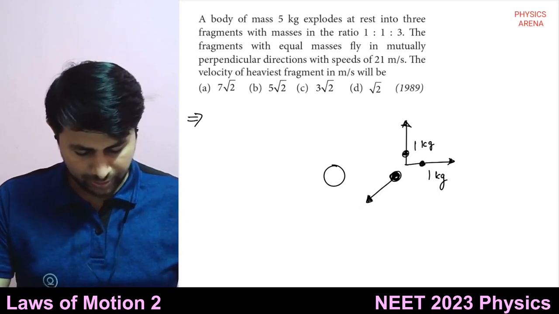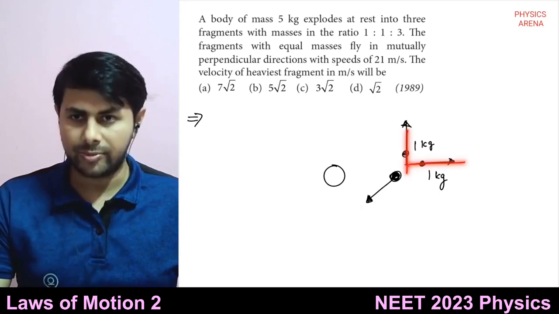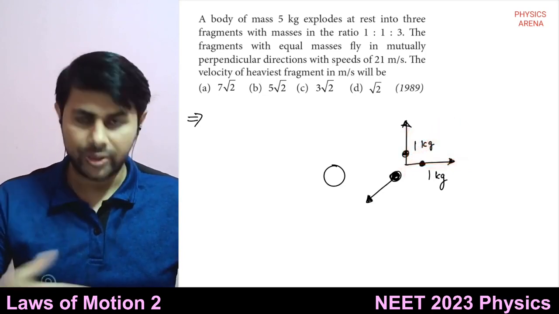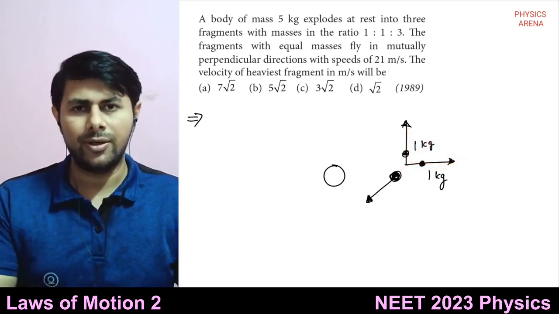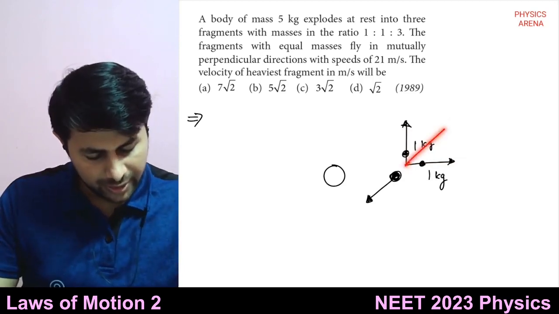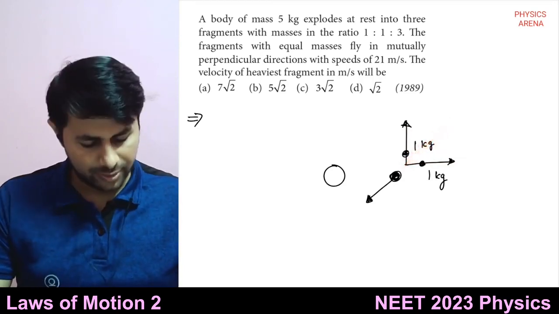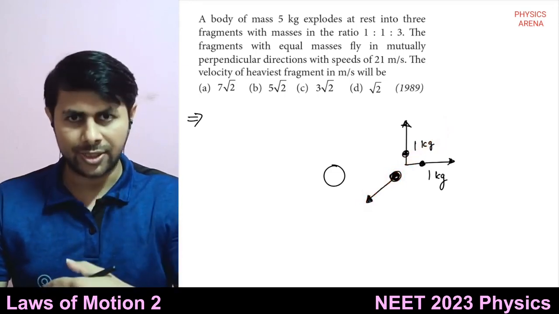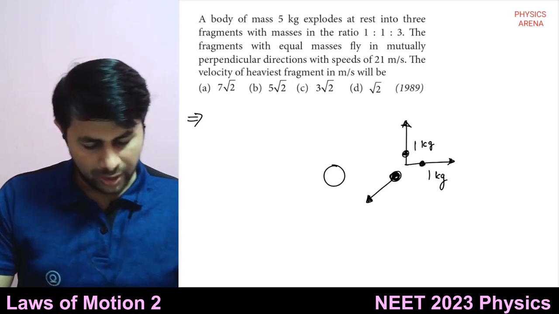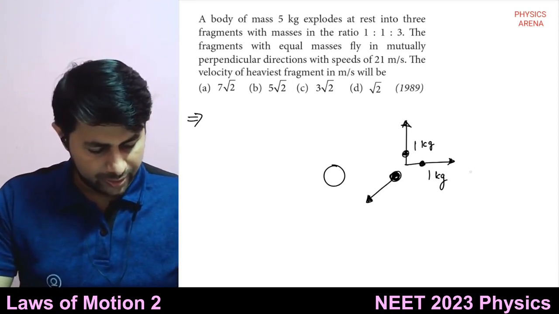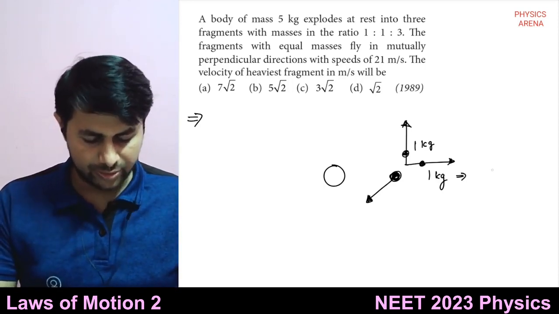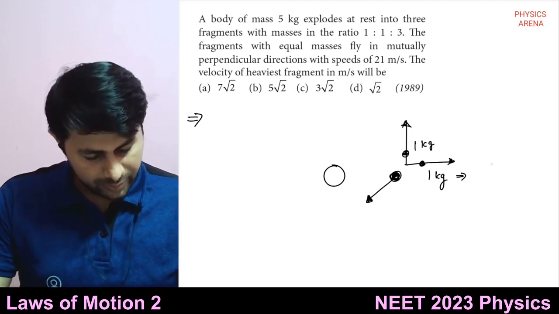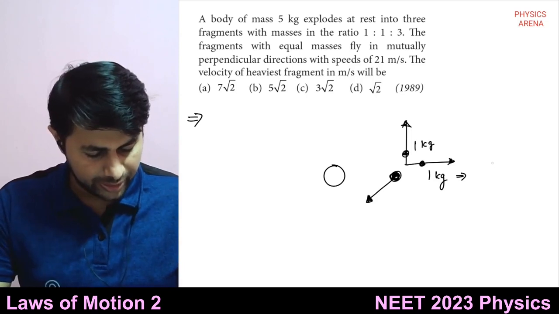Okay, because if you take the momentum of this plus the momentum of this, what is the direction of momentum? If you resolve and take its resultant, it will be in this direction. So this other mass has to move in the opposite direction to cancel out the momentum. How much is their velocity? The velocity of this one is 21 meters per second. The velocity of this one is also 21 meters per second. So momentum of this one is how much?